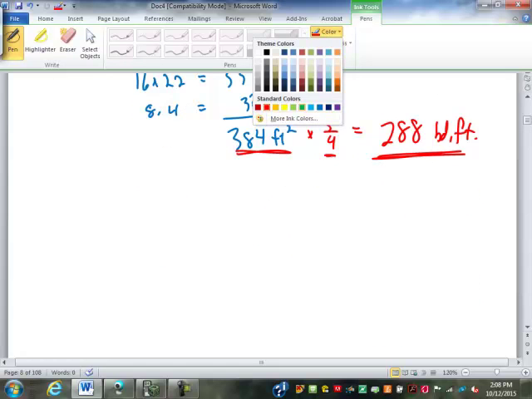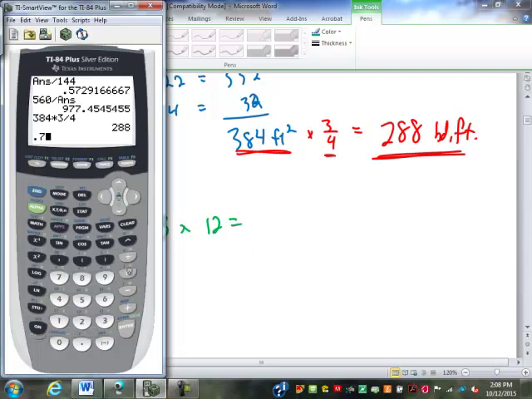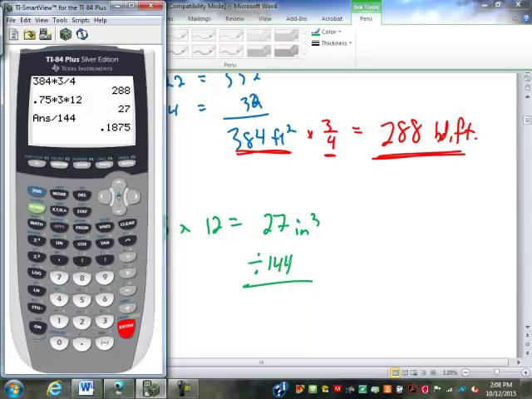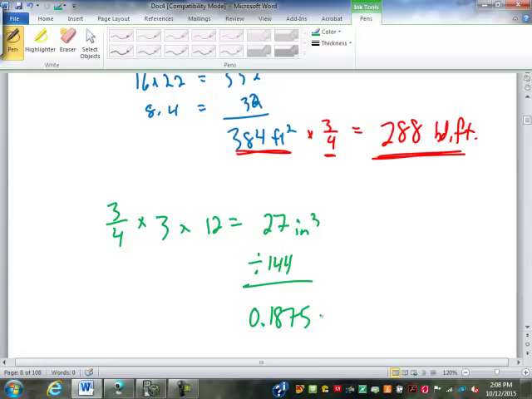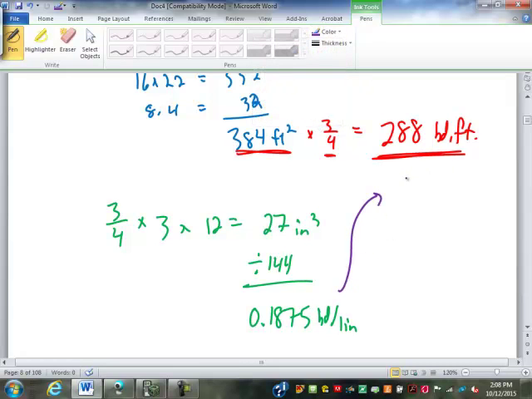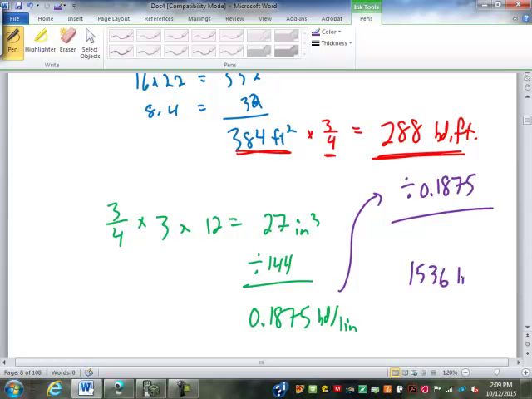So now our flooring is 3/4 by 3 by 12. So 0.75 times 3 times 12 is going to give us 27 cubic inches per foot, divided by 144, giving us 0.1875. And this is board feet per linear foot. So what we're going to do is take our board feet divided by the 0.1875 again. That gives us 1,536 linear feet. Now, I know that's not considering waste. You'd have a percentage you would add for waste because what you cut on one end doesn't always get fully used on the other. So 1,536 linear feet.